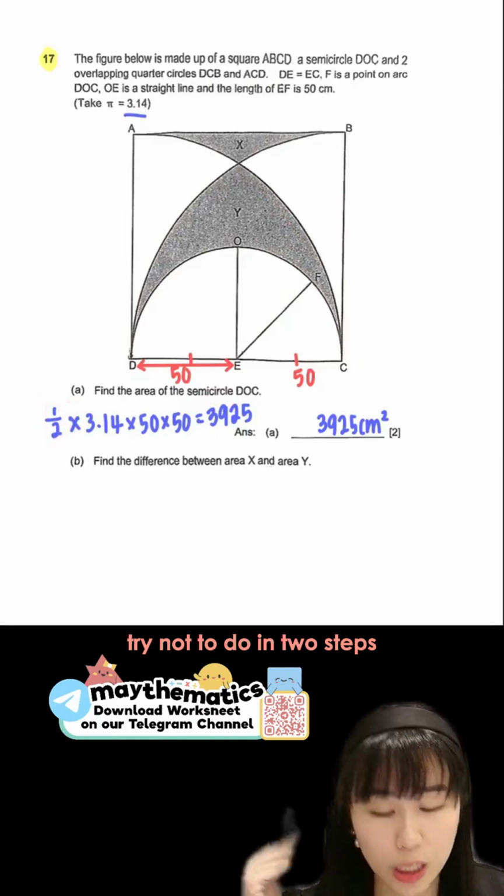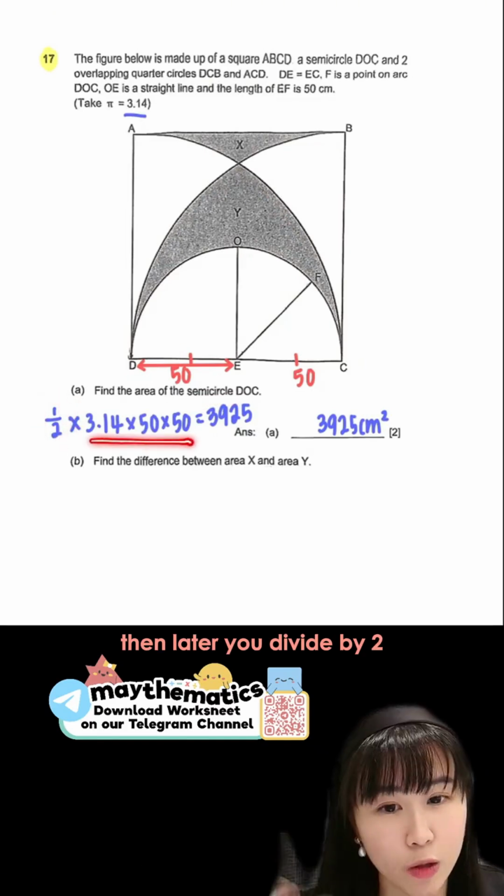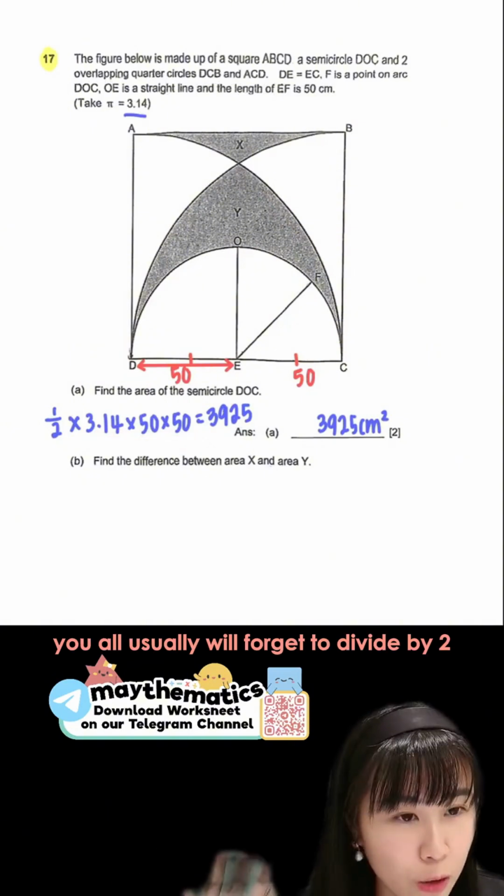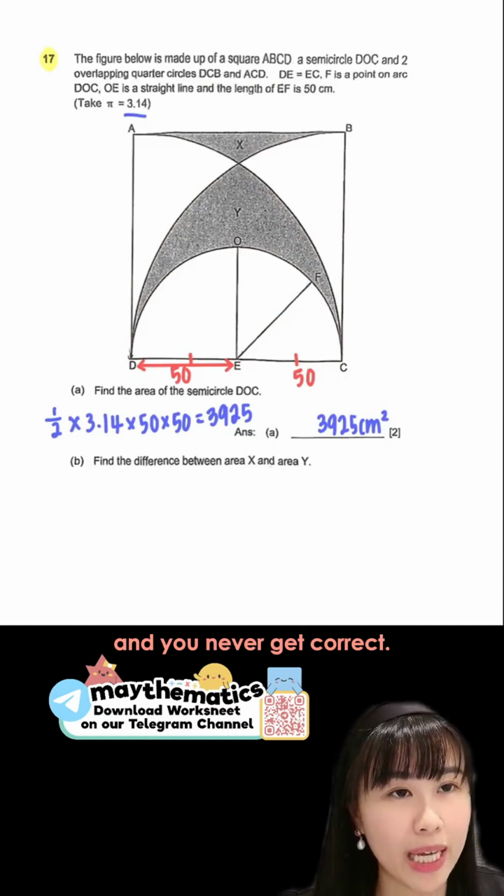Try not to do it in two steps, like finding the area of the circle first and then dividing by 2 later. Usually when you do that, you will forget to divide by 2, and then you will waste the mark and never get the correct answer.